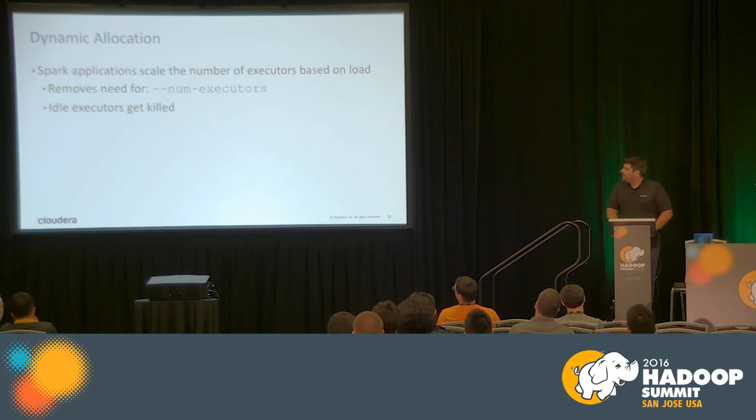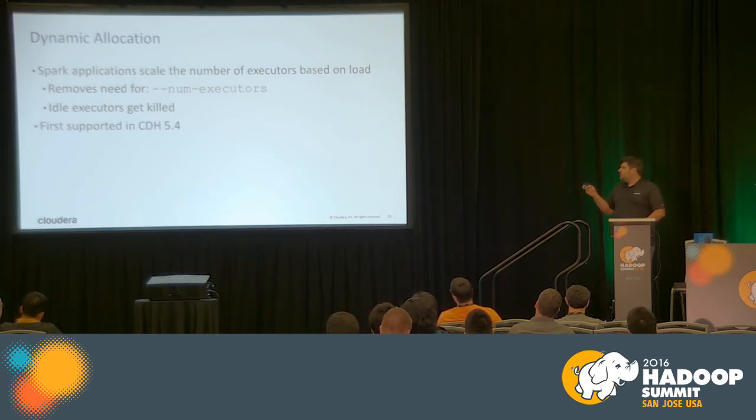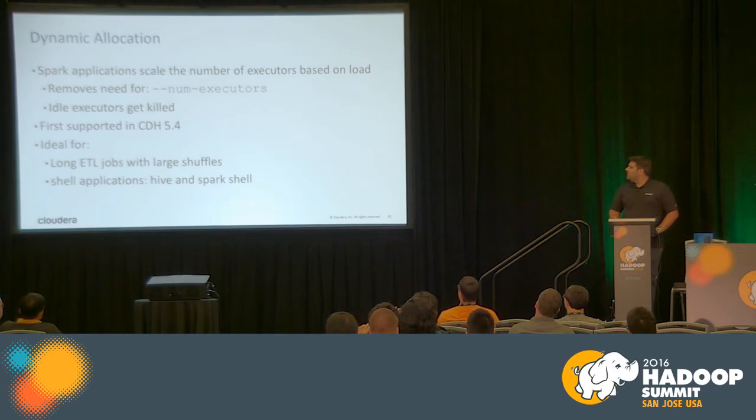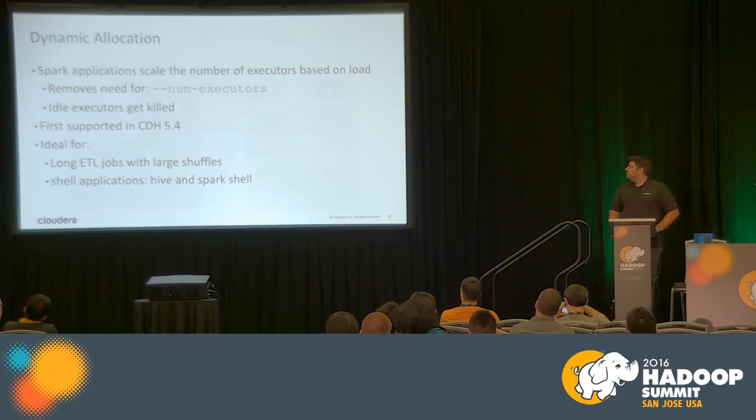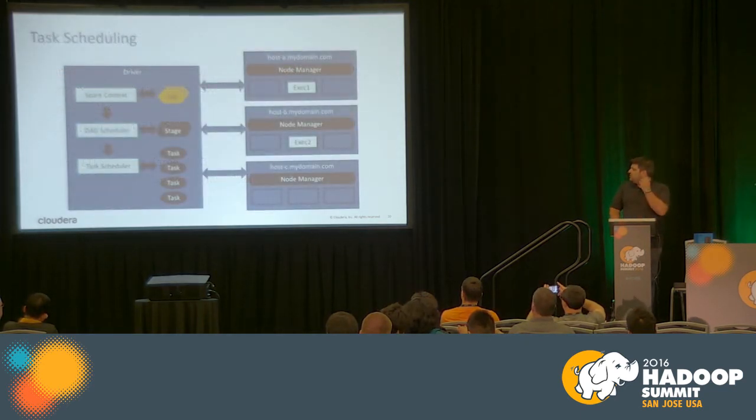What dynamic allocation allows you to do is remove the need for num executors. Oh yes, it was first supported in Spark CDH 5.4. It allows you to remove num executors, and Spark will create executors on demand. So let's look at our diagram again. Let's say that we have these hosts, and we have these tasks, and we have these two executors.